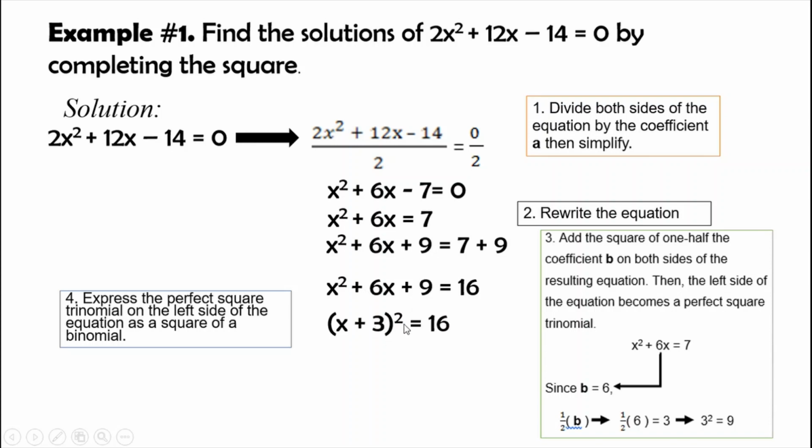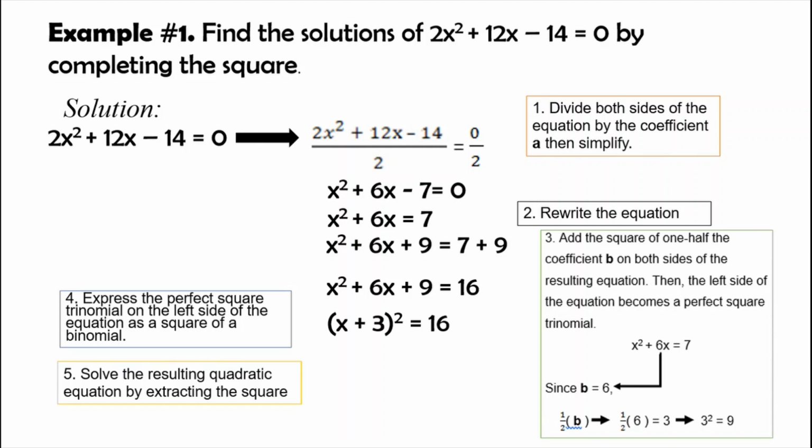Then quantity squared equals 16. So, i-copy mo lang yung 16 doon. And then for the next step, solve the resulting quadratic equations by extracting the square root. So, babalik tayo sa first lesson ng solving quadratic equations by extracting square roots. So, extract the square root of both sides.